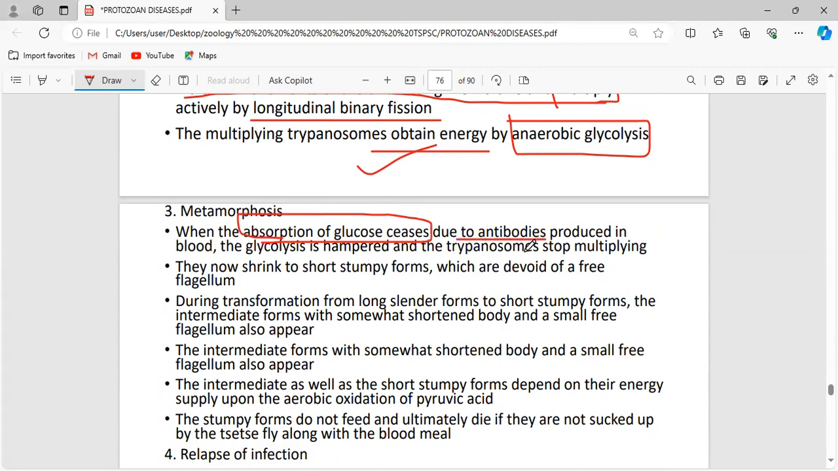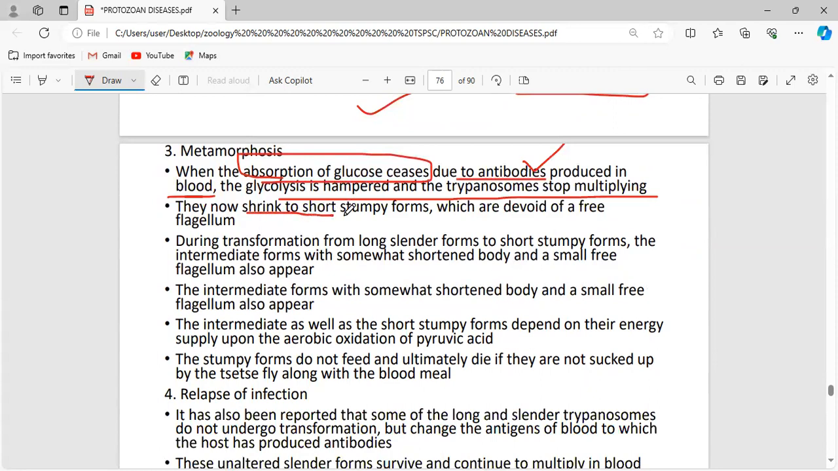I have explained already. The taking of energy from glycolysis will stop due to the antibodies which are present in the blood. The glycolysis is hampered and the trypanosome stops multiplying. Once the energy supply stops, the multiplying of trypanosomes will also stop. Now they transform to short stumpy forms. They are devoid of the free flagellum.